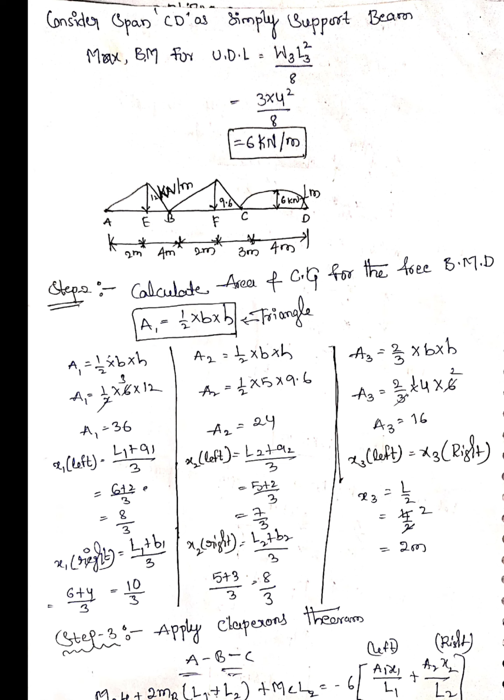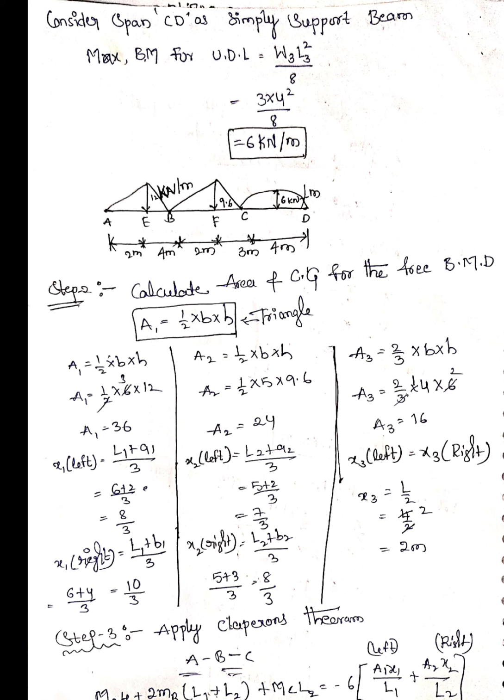Now X1 left, observe carefully. X1 left means for the AB span, X1 left equal to L1 plus A1 by 3. The formula is the centroid formula. So 6 plus 2 by 3, that is 8 by 3. Next X1 bar right, the centroid formula is L1 plus B1 by 3. Here L1 is 6, B1 is 4. So 6 plus 4 by 3, 10 by 3.